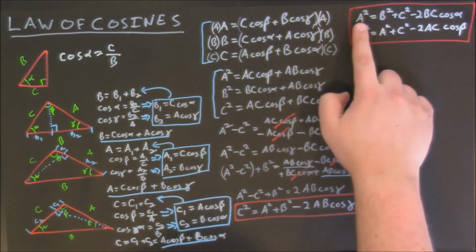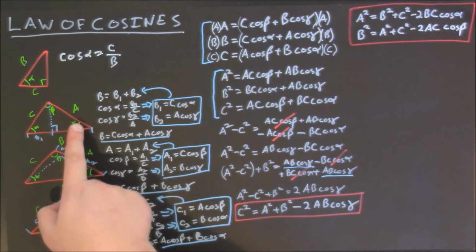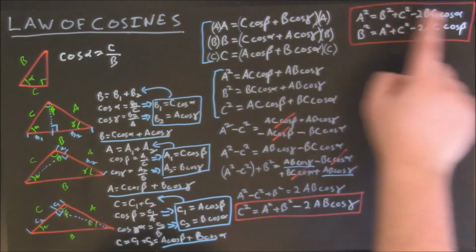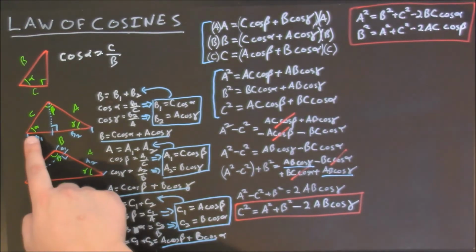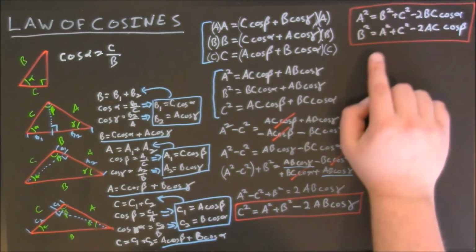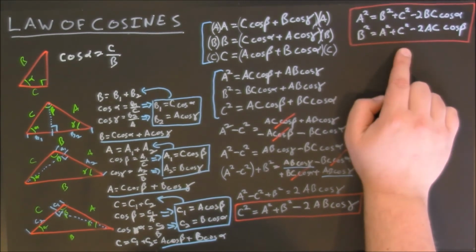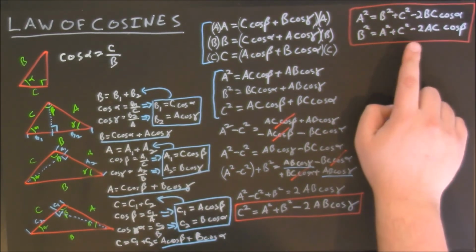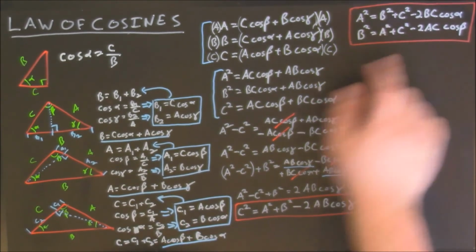Again, we have the length of a side A given in terms of B and C, which are the two other sides, and cosine alpha, which is the angle between the two sides that were given, and same thing with B squared. So now, how is this useful? Well, this is an extremely useful relationship in the real world.